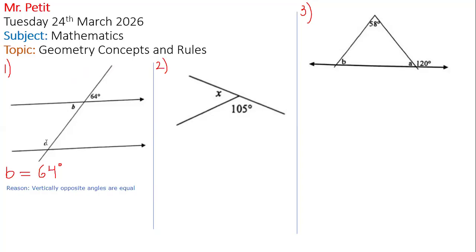C. What is C? So we know that B is 64, right? So B is 64 degrees. But what is C? Can someone tell me what C is going to be? C is what? 116. How did you get that? Subtract 64 from 180. Okay, why did you subtract from 180?